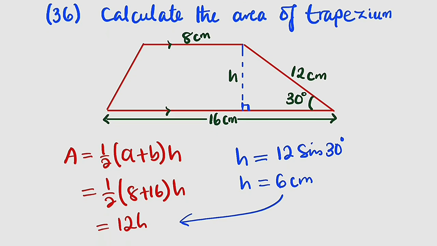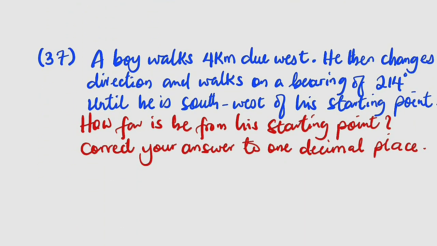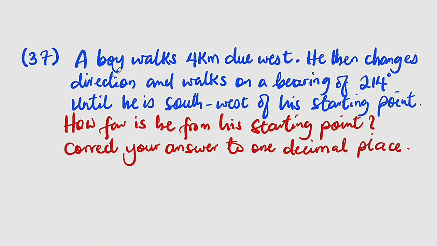Let us move on to question number 37. Question number 37 reads, a boy walks 4 kilometers due west. He then changes direction and walks on a bearing of 214 degrees until he is southwest of his starting point. How far is he from his starting point? We are asked to give our answer correct to 1 decimal place.